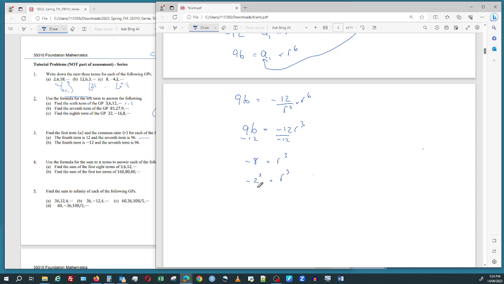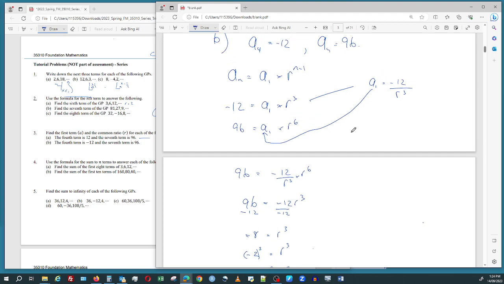Okay, so we see that as a minus because it's a cube, the negative stays. So we can put a bracket in like that. So therefore R is equal to minus 2. And we put minus 2 back into one of the others and we get A1. So A1, let's just do that up here. So A1 is equal to minus 12 over minus 2 cubed.